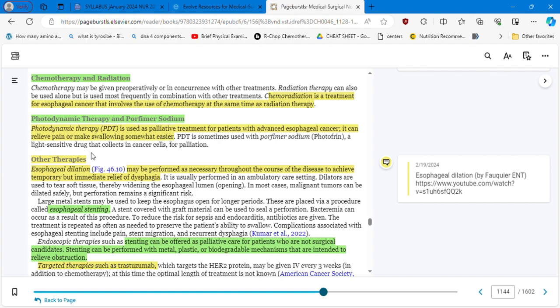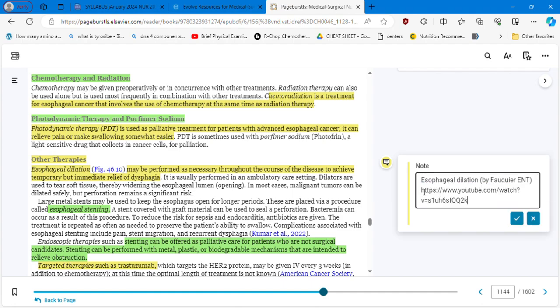Other therapies: esophageal dilation may be performed as necessary throughout the course of the disease to achieve temporary but immediate relief of dysphagia. What is esophageal dilation? Let's watch the video so we are informed of what are the possibilities for the patient, right? And everything can be prevented. All these diseases can be prevented.